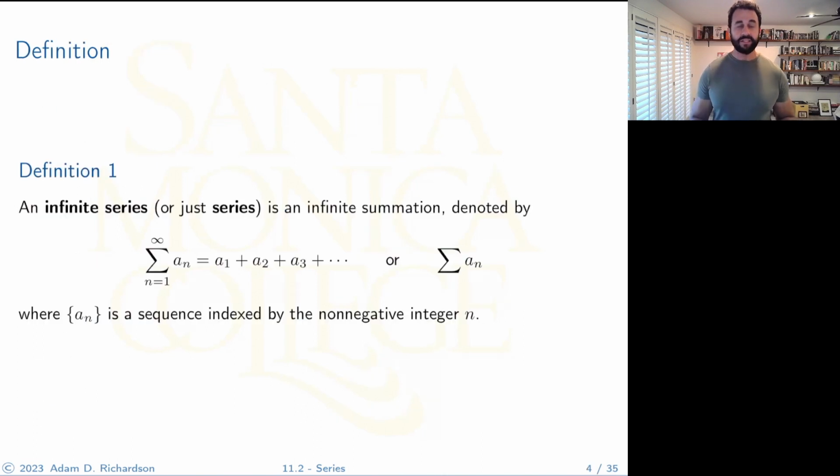Okay, let's start with the definition. An infinite series, or just a series as it's often called, is an infinite summation. So we're going to add up infinitely many things. We denote it using the sigma notation. This is the Greek letter sigma, and a sub n is some sequence that depends on the index. And we're going to add up all of those sequence terms.